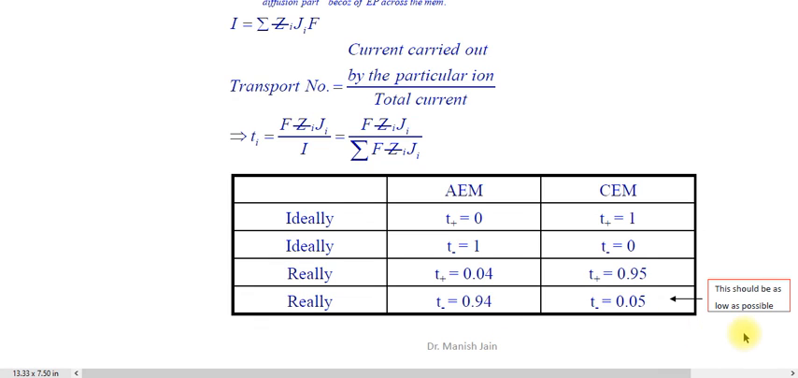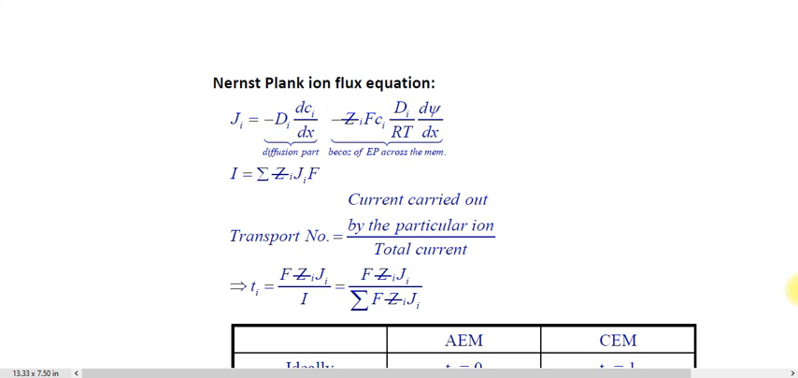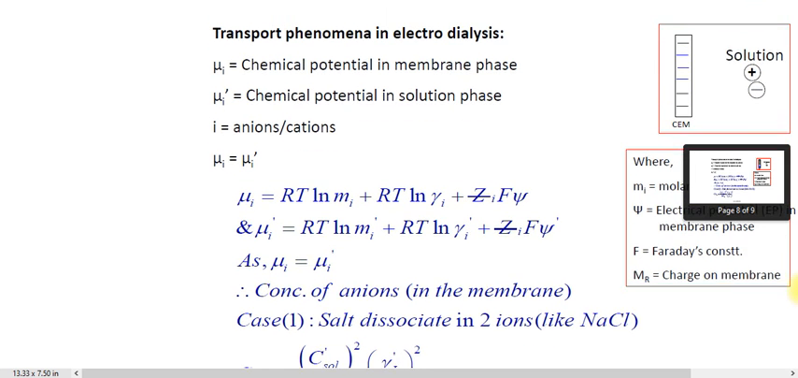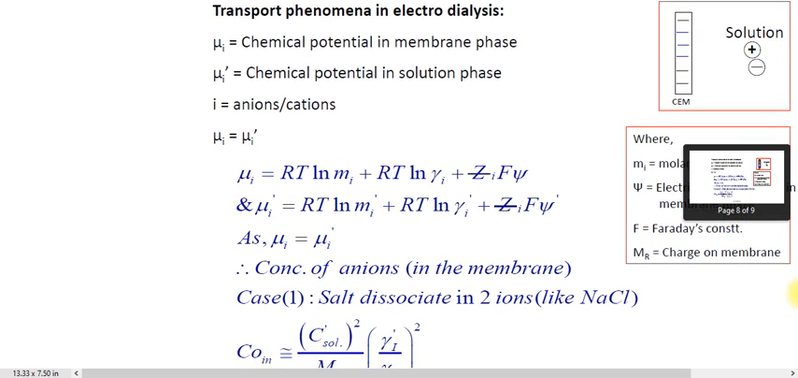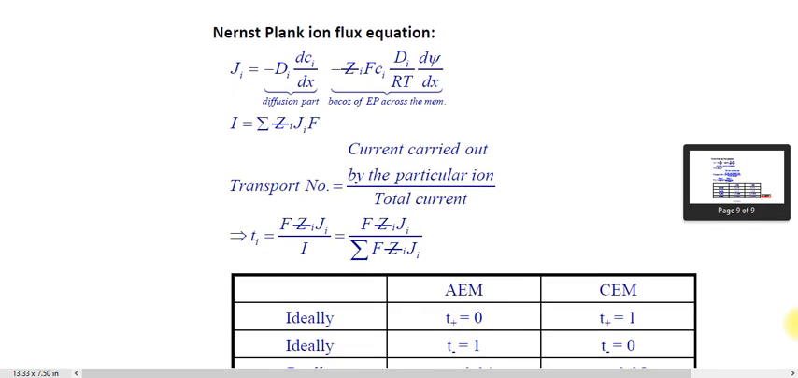As I told you, a membrane might be very conductive, but it might not be an ion exchange membrane. An ion exchange membrane should be selective for a particular ion. It cannot allow both types of ions to pass through it. So it should be selective. This is the big difference between simple conducting membranes and ion exchange membranes. An ion exchange membrane should be very selective towards a particular type of ion. So this is all about electrodialysis.